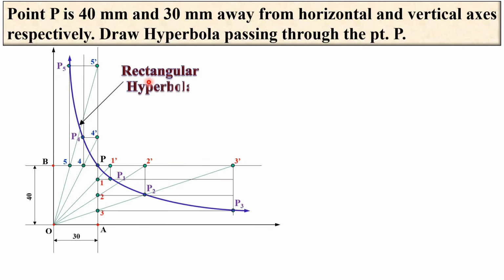Give the name, but keep in mind that here the angle between the two axes is 90 degrees, so that you will get the rectangular hyperbola.